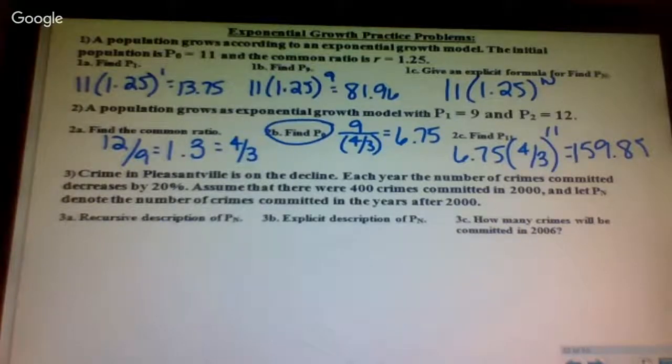Crime in Pleasantville is on the decline. Each year, the number of crimes committed decreases by 20%. Assume that there were 400 crimes in 2000. Let P sub n denote the number of crimes committed in years after 2000. I'm not worried about the recursive, we're going to skip that. Write my explicit formula. So this is P sub n equals, what's my first number? How many crimes do we start with?